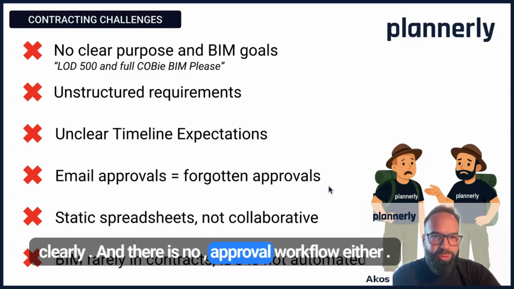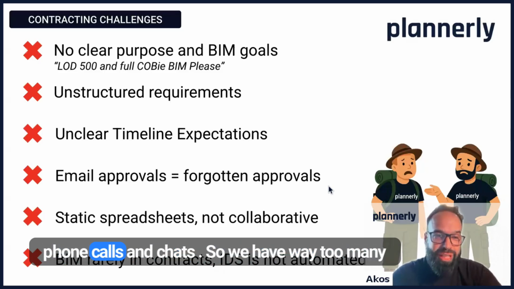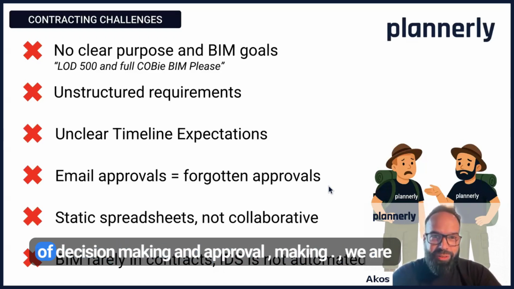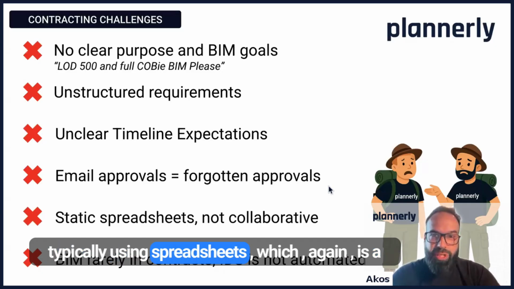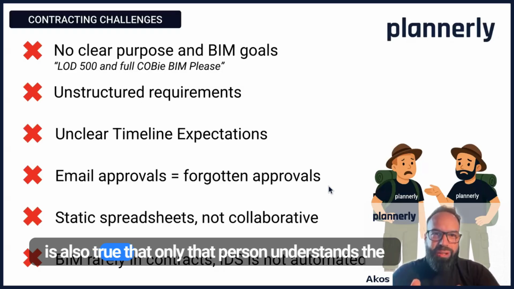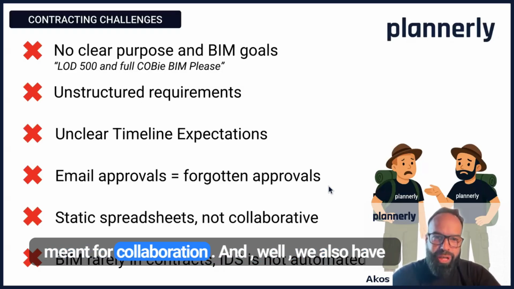And there is no approval workflow either. So approvals can happen in emails, in even some phone calls and chats. So we have way too many channels, which doesn't give us the golden thread of decision making and approval making. We are typically using spreadsheets, which again is a beautiful tool, the best friend of an engineer, but it is also true that only the person who put it together understands the content. So it's not exactly meant for collaboration.